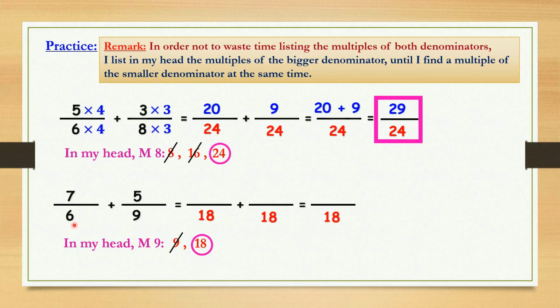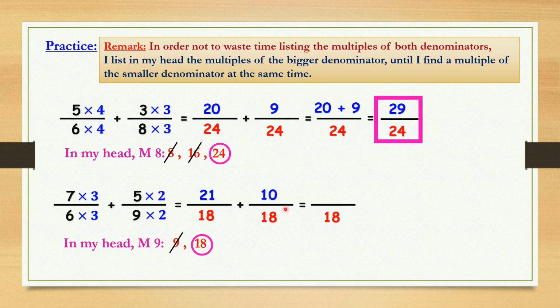Now I ask myself, 6 times what equals 18? It's times 3. I do the same for the numerator. I multiply it by 3. 7 times 3 equals 21. Now, 9 times what equals 18? 9 times 2 equals 18. I do the same for 5. 5 times 2 equals 10.